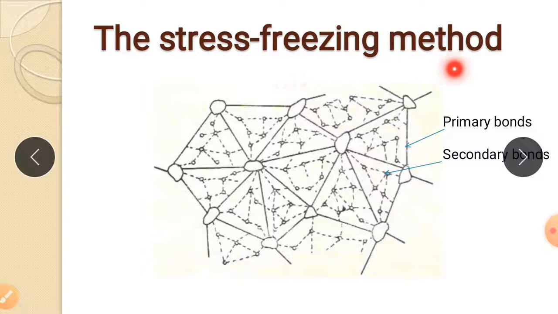What is the stress freezing method? Let us see the construction. If you consider any polymeric material, which is a transparent material, a hydrocarbon molecular chain is present inside it. This hydrocarbon chain consists of two types of bonds. One is the primary bonds, the darker lines you can see here, and the other is the secondary bonds.